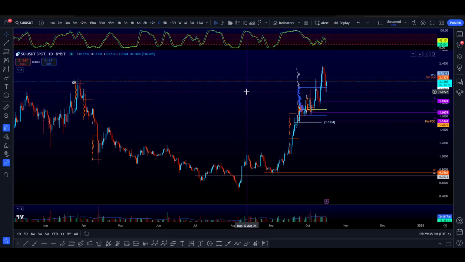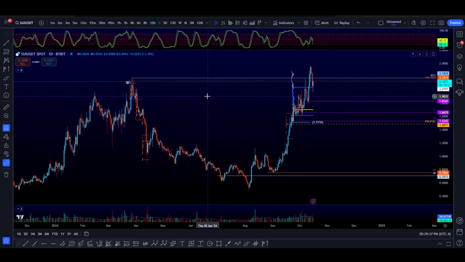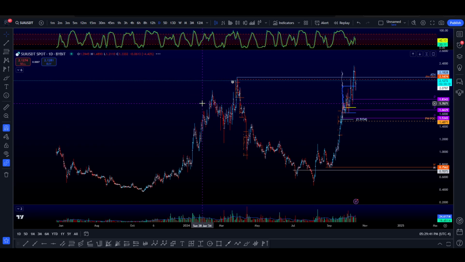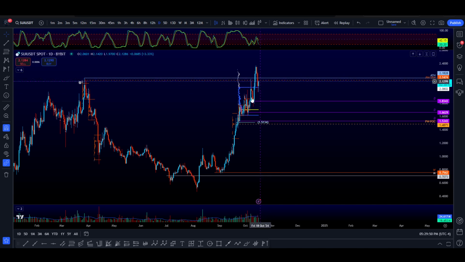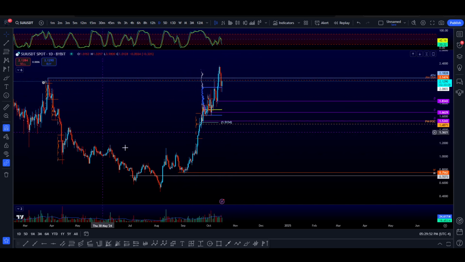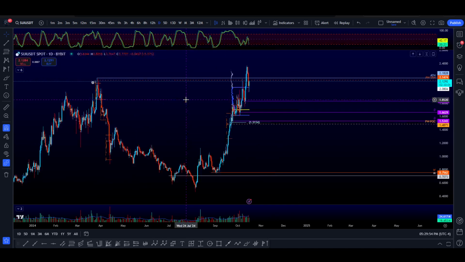So today I wanted to go over Sui USDT on the Bybit chart. This one I have been keeping an eye on for quite some time. As you can see, it had a massive sell-off followed by a very impulsive move to the upside, right? And what we can see is that it just took the all-time high, which was at around March this year.